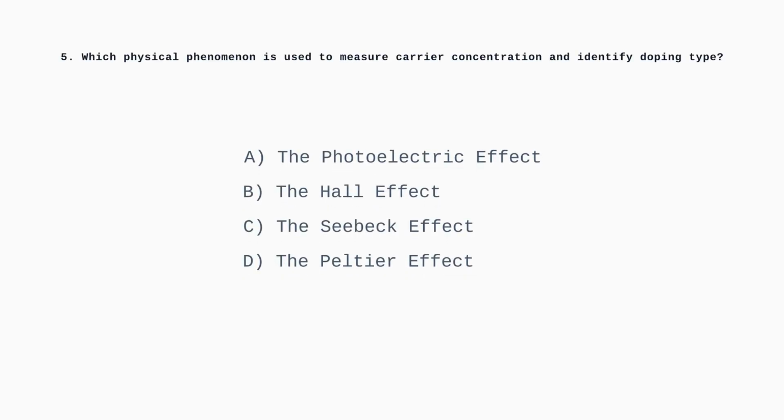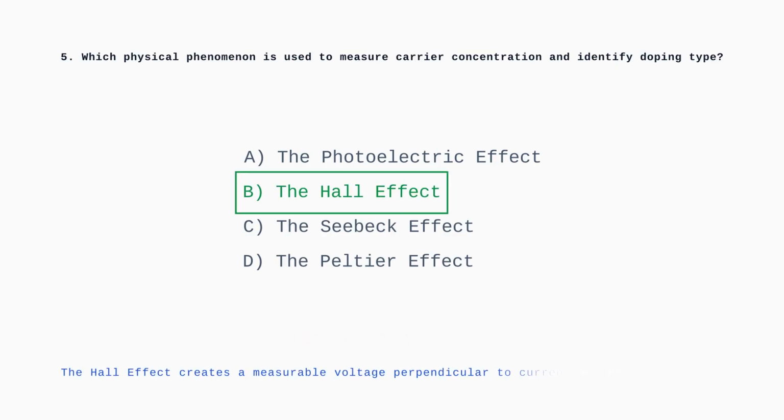Question 5. Which physical phenomenon is used to measure carrier concentration and identify doping type? The Hall effect is highly valuable because measuring its voltage reveals both the charge density and whether carriers are electrons or holes.